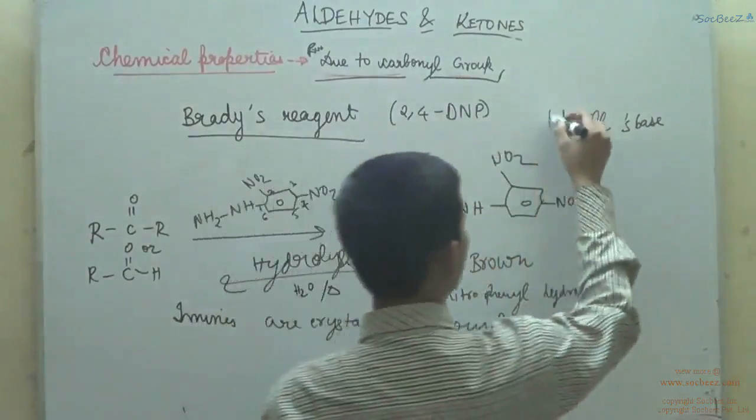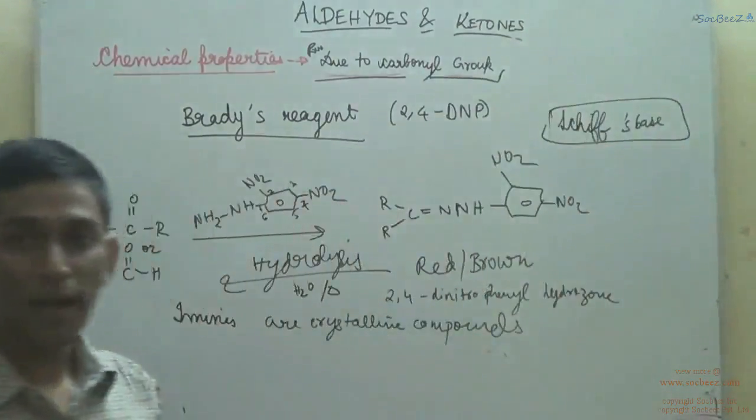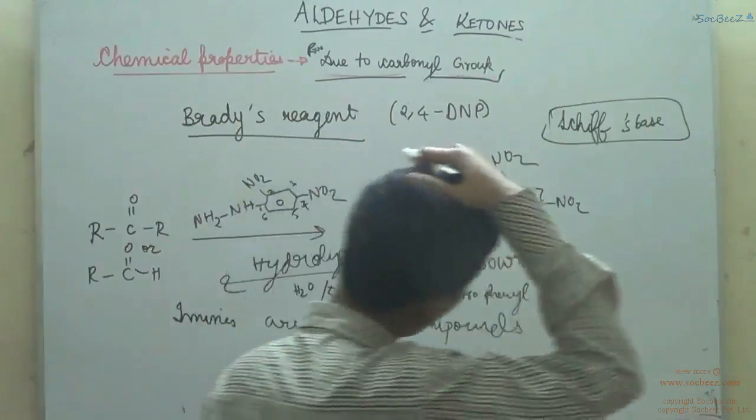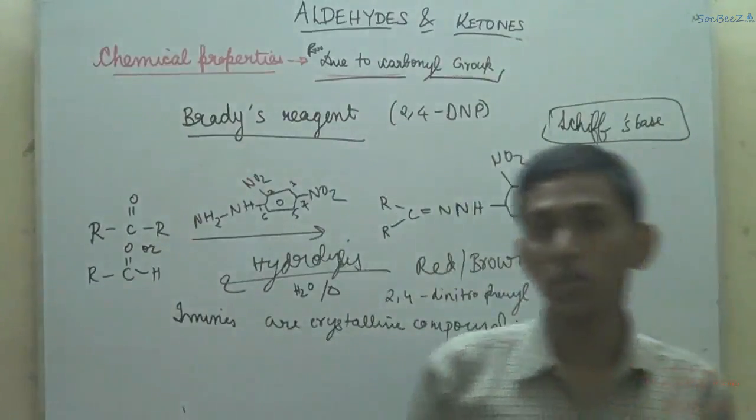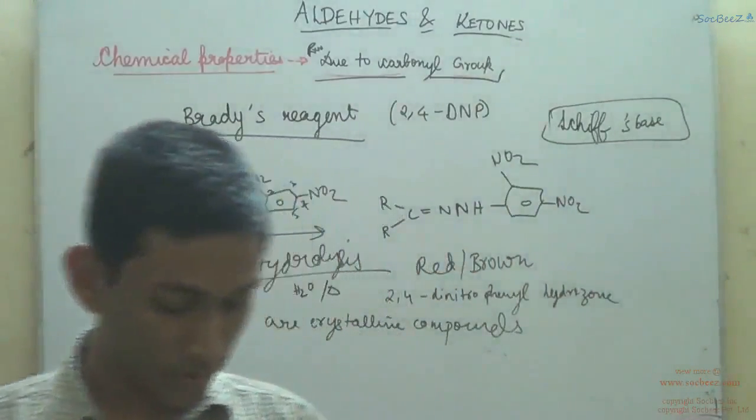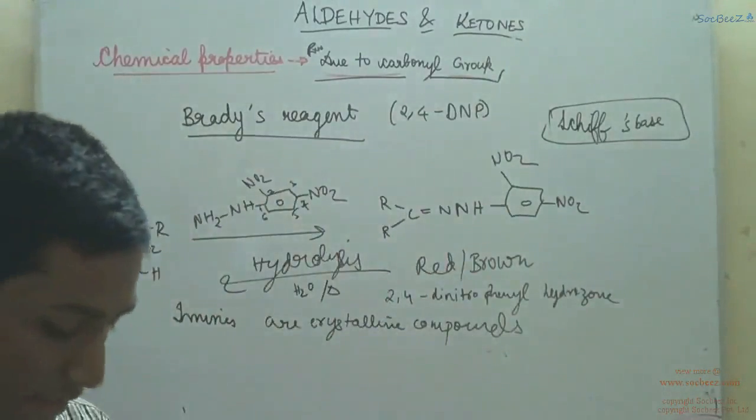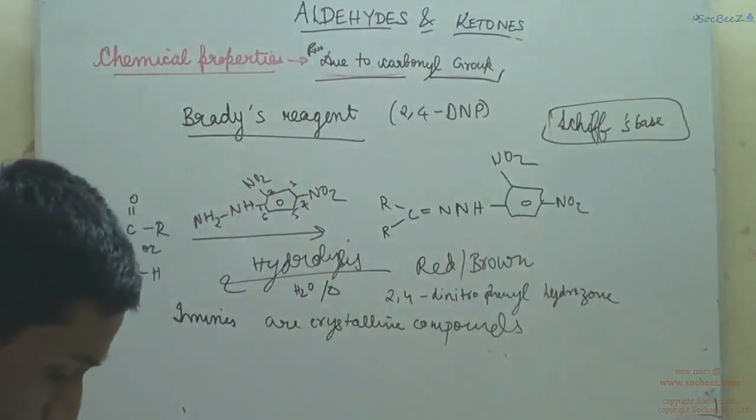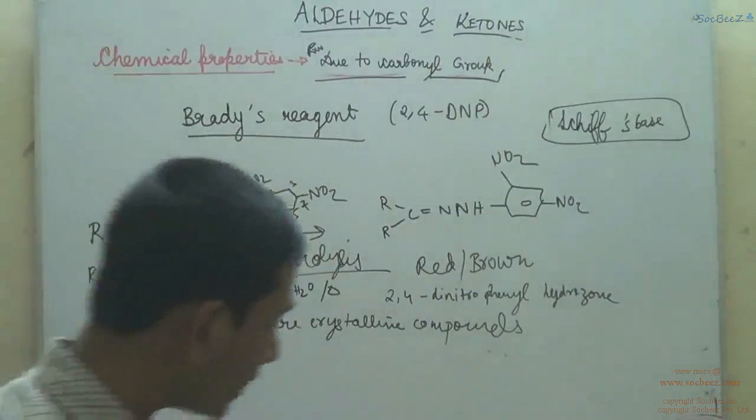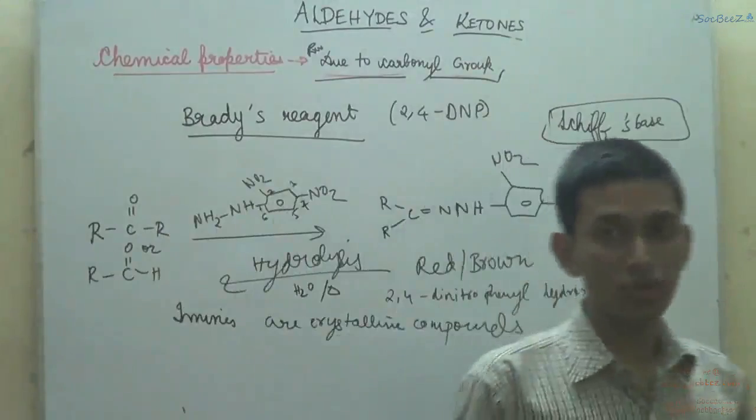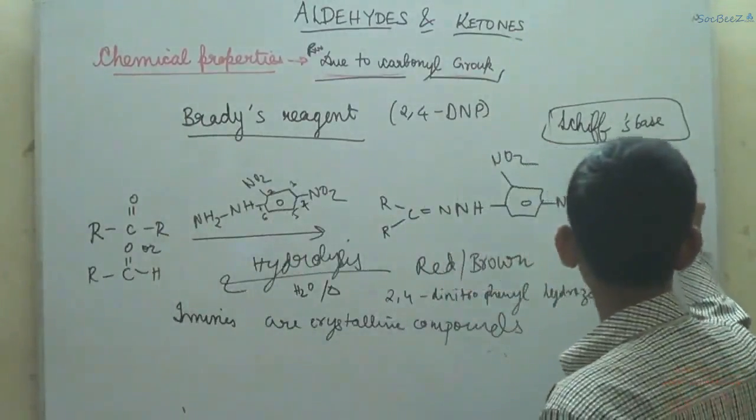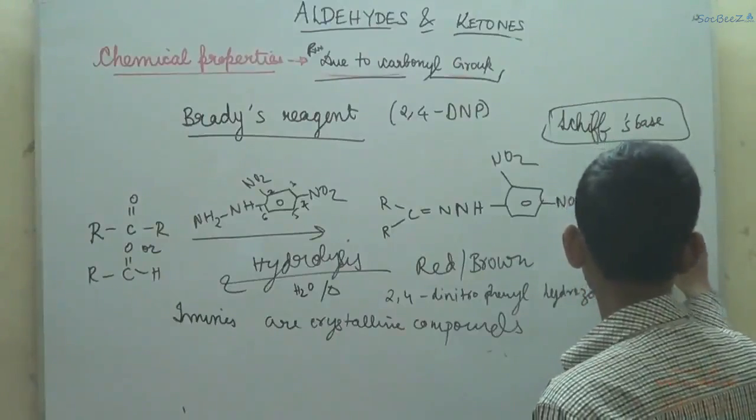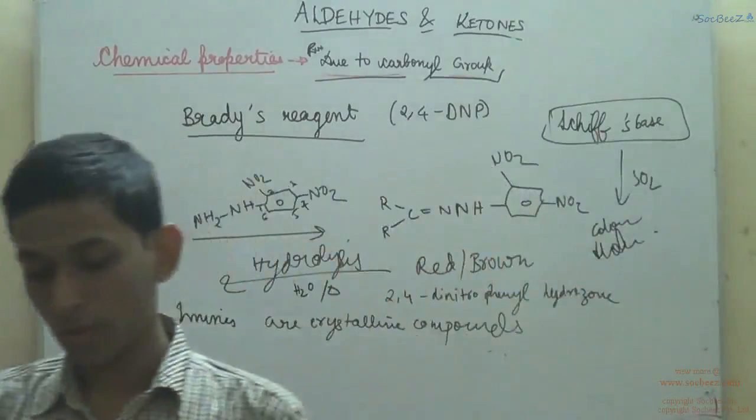Okay? Schiff's base is a specific imine, and it gives only change of color in presence of aldehydes and not for ketone. So the reaction with Schiff's reagent is given only by aldehydes. It gives pink color with Schiff's reagent. Okay, so Schiff's base, which is pink in color, if it is treated with sulfur dioxide, and if it becomes colorless then it's an aldehyde. If no change in color then it's a ketone.